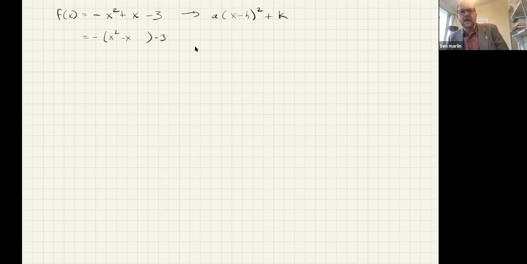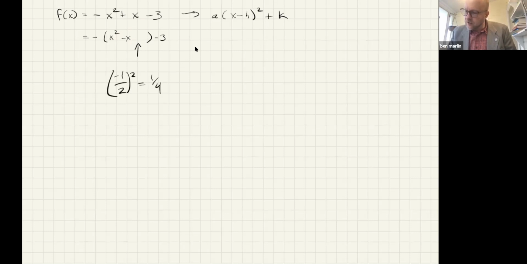Okay. Anything that doesn't have an x in it, don't worry about it. It'll take care of itself at the end. All right. So now we need to complete the square. To complete that square, you will need to look at the coefficient of x. Since that's minus 1, then you'll take minus 1, take half of it, square it, so that gives you 1/4.